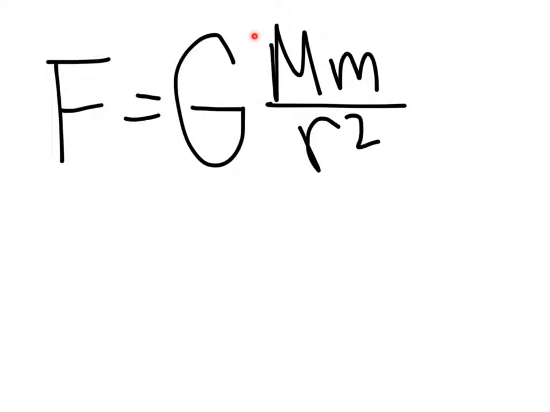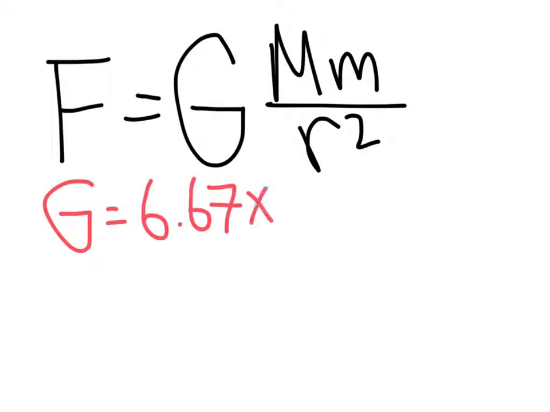So this is a constant. Big G is called the universal gravitational constant, and it has a value of 6.67 times 10 to the negative 11th. So this is a very small number, 0.000000, etc. Meaning when we take two masses and we multiply them together, we're going to get some force, and the force is pretty small.